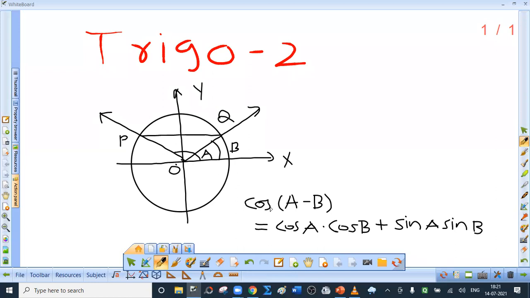Ideally, we have to read this as cosine of angle A minus B, but we are idle, so we read this as cos A minus B. But never ever read this as cos into, that is absurd. That will show that you do not know trigonometry. So what is cos of A minus B? It is not cos A minus cos B, it is cos A cos B plus sin A sin B. Okay, so we prove this result. You have to just listen to me.